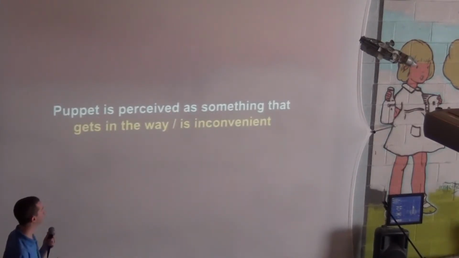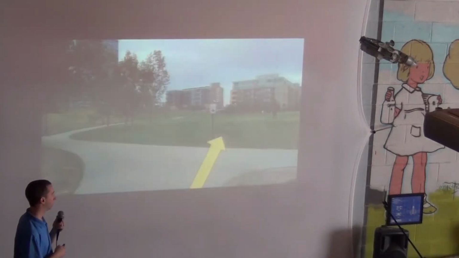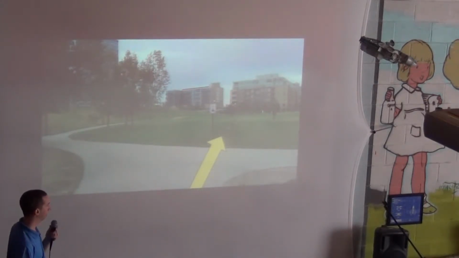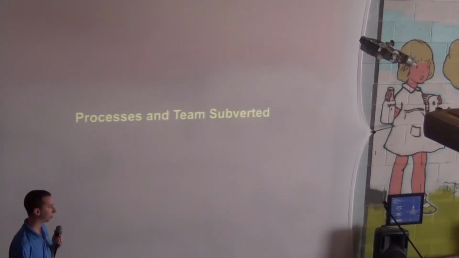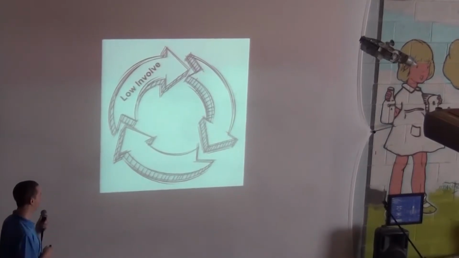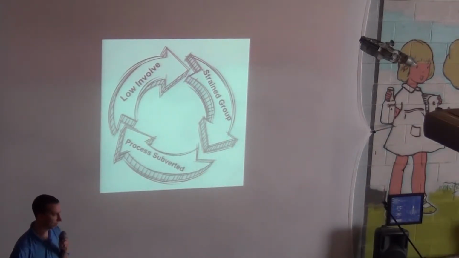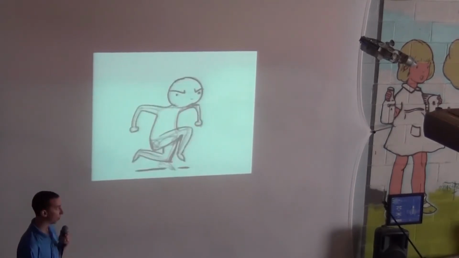Then we had Puppet being perceived as something that was getting in the way or inconvenient. So at this point, if you're all from Denver, you should recognize this park. This is by the Platte River. And this trail is almost a sidewalk by now. People don't want to walk all the way around. They're like, oh, I want to get over here, so I'm just going to walk through there. And there's a sign here that says, please use sidewalk, please protect our park. And I think they just took that off because they're like, it's not worth it. So processes and teams were being subverted, which was making all this stuff even worse, right? So we had low involvement, we had a strained group, and we had subverted processes, which was just creating a positive feedback loop. That was making us run like this and not go anywhere.